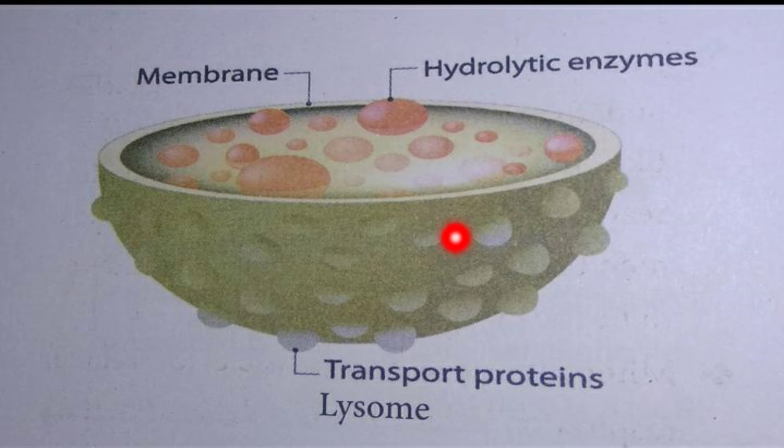Next one is lysosome. Lysosomes are called suicidal bags. So in the lysosomes, you see the outside membrane, and inside it you can observe hydrolytic enzymes. These enzymes help the lysosome to digest the enzymes and products. So they are called suicidal bags. Then outside they have transport proteins also seen.